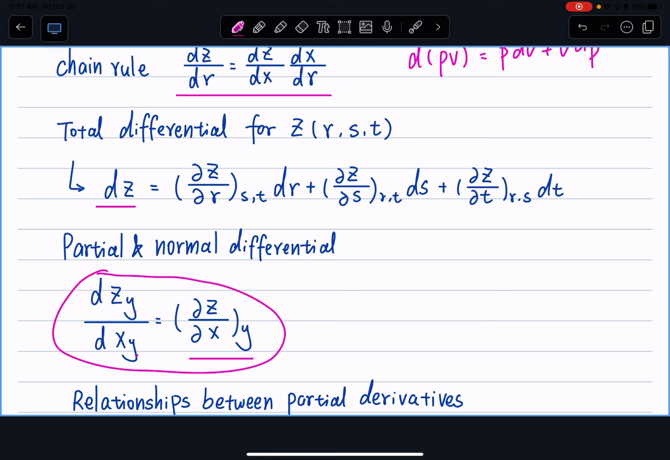Yes? Have we used the total differential in anything we've covered so far? I think so. We used it in one or two places. Okay. I don't have it off the top of my head, but it's definitely in one of the lecture notes.